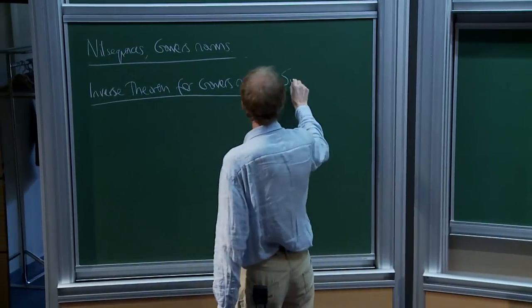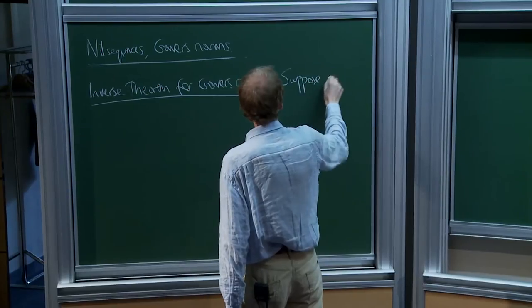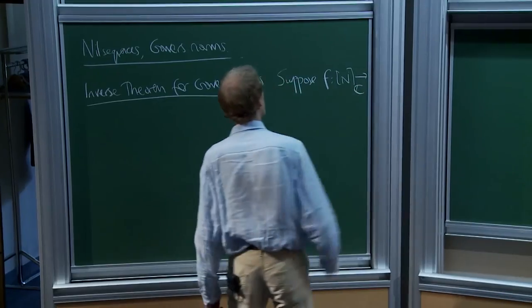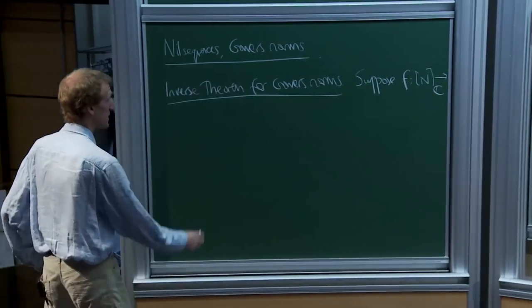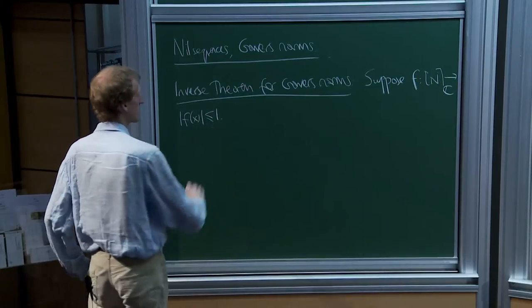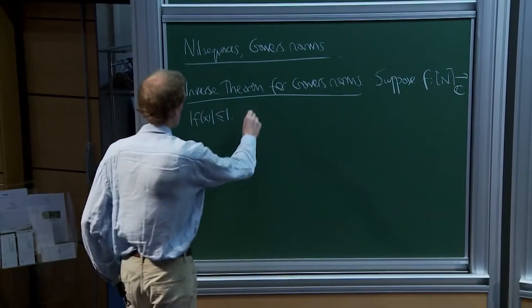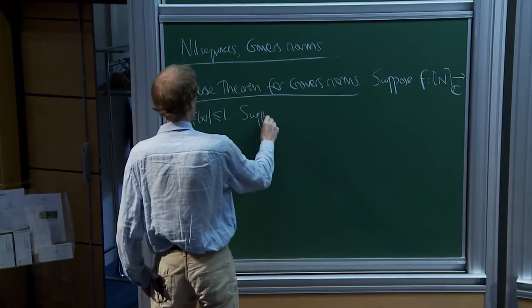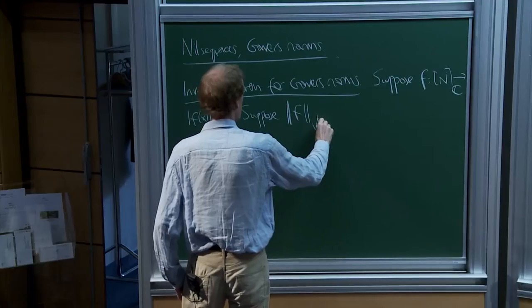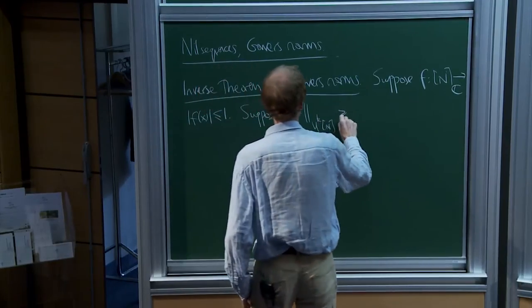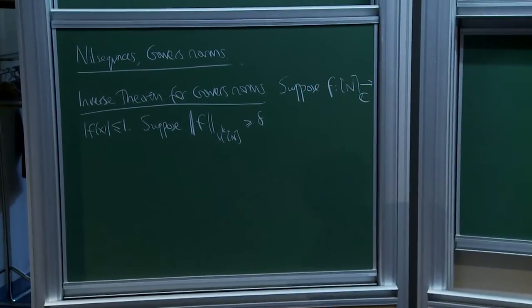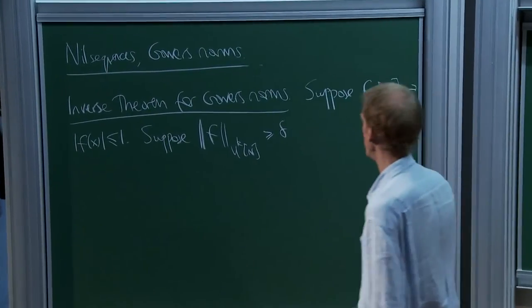Suppose that f is a function from the first N integers to C, bounded everywhere by 1, and suppose that its kth Gowers norm is at least delta, then the conclusion is that f correlates with a nilsequence.